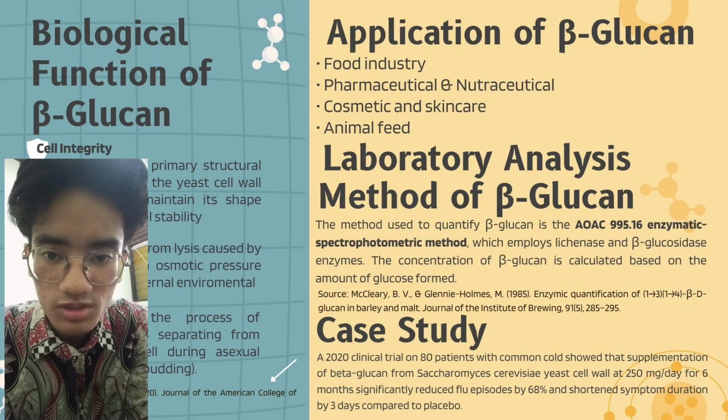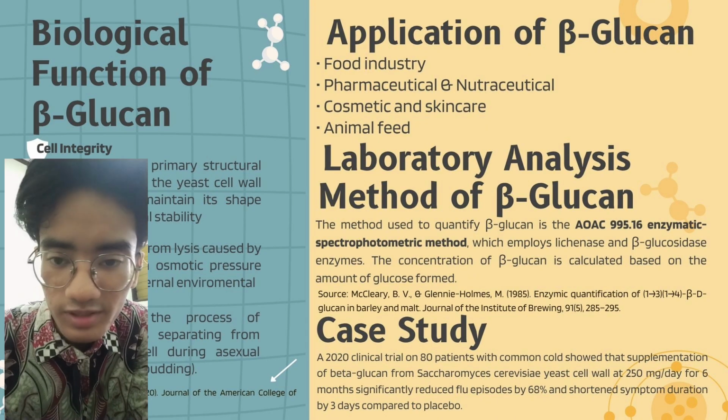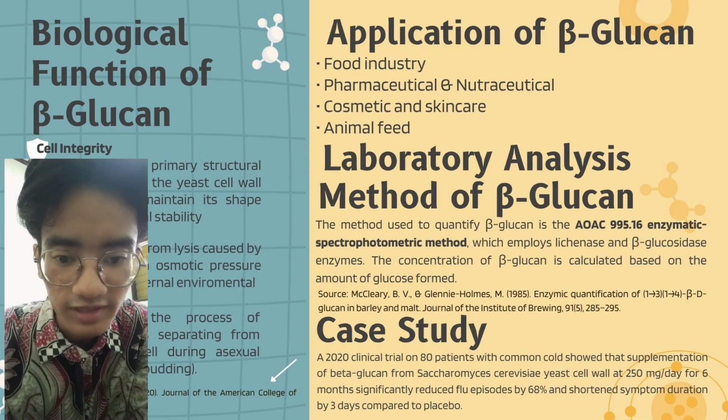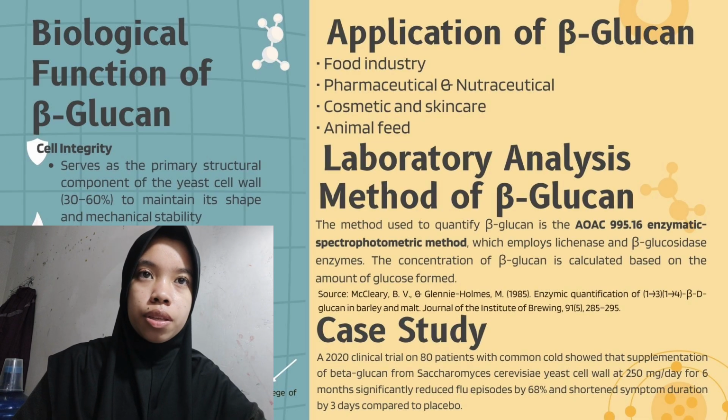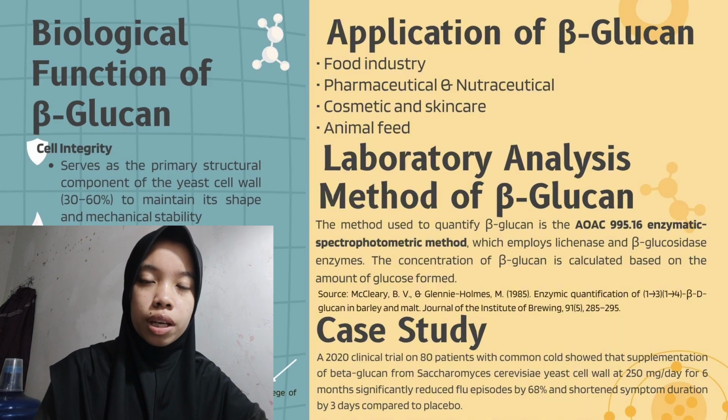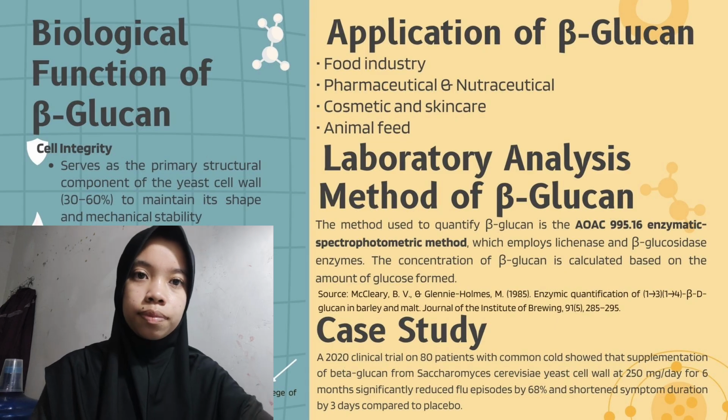And the applications of beta-glucans are first in the food industry, in pharmaceuticals, also in cosmetics and skincare, and also in animal feed. Next, the laboratory analysis method of beta-glucan. The method used to quantify beta-glucan is the AOAC 995.16 enzymatic spectrophotometric method, which employs glucanase and beta-glucosidase enzymes. The concentration of beta-glucan is calculated based on the amount of glucose formed.